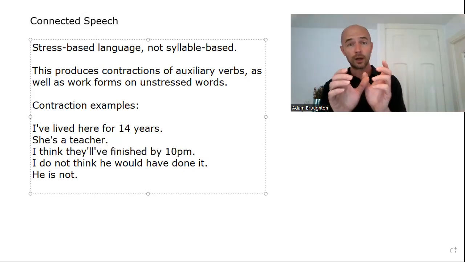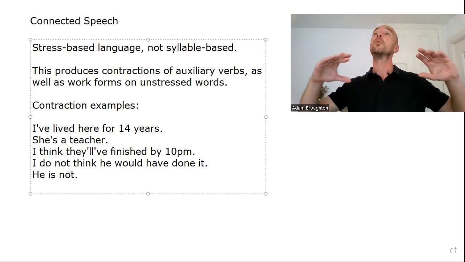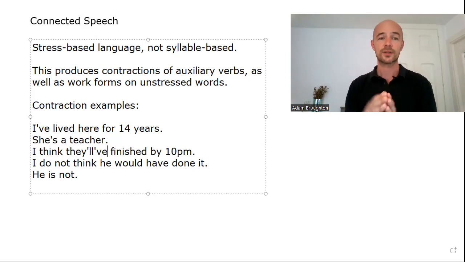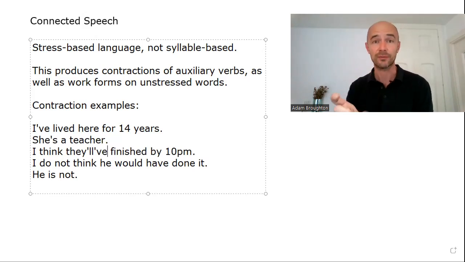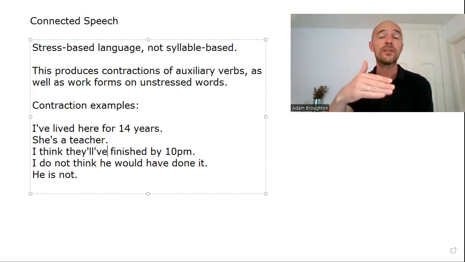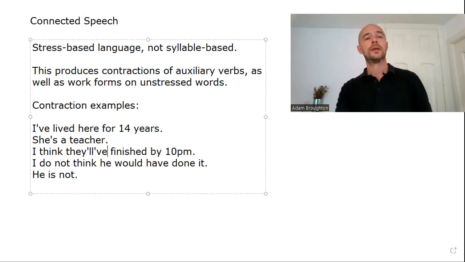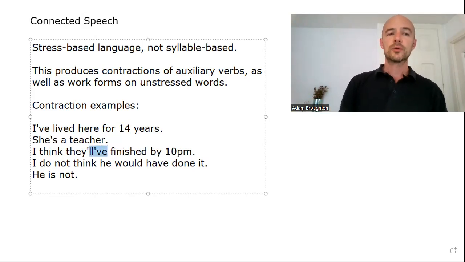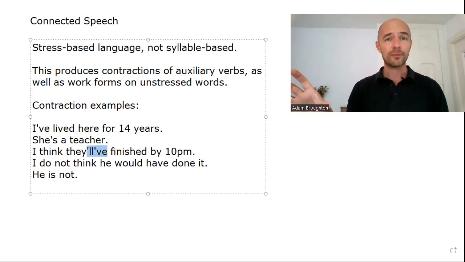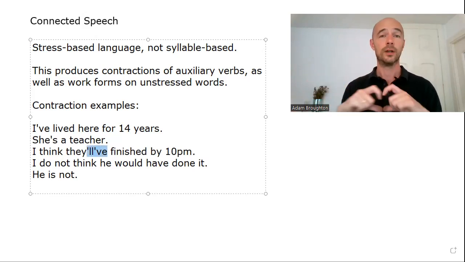We've got two auxiliary verbs that can be contracted. When we speak, they both get contracted. So "have" isn't pronounced as "have". It becomes "of". I think they'll have. All of these future perfect ones, "will have", all sound like the word "love".